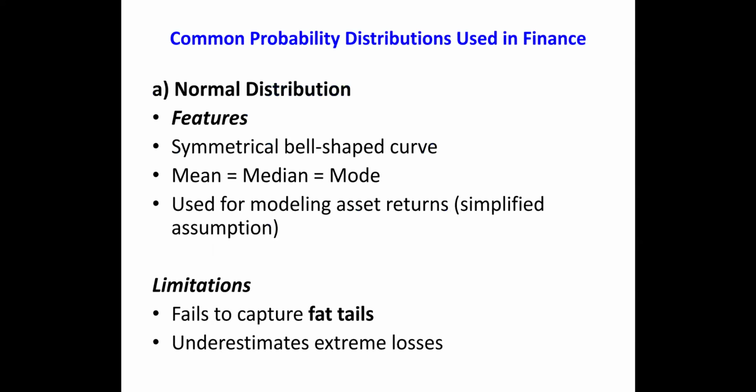Common probability distributions used in finance. Normal distributions feature a symmetrical bell-shaped curve, with mean, median, and mode equal, and are used for modeling asset returns. Simplified assumptions and limitations: they fail to capture fat tails and underestimate extreme losses.